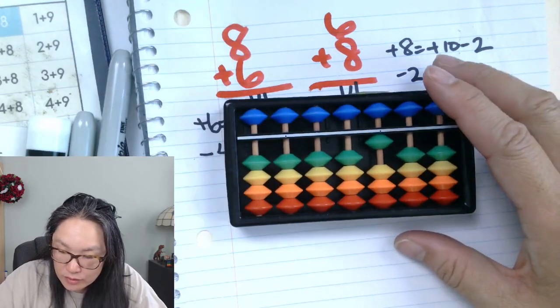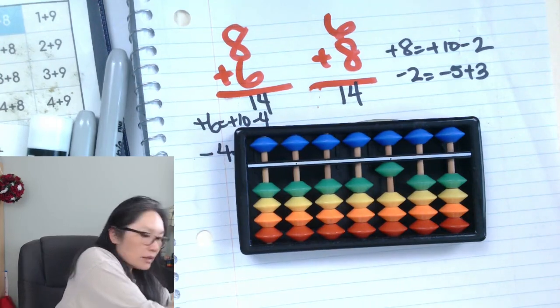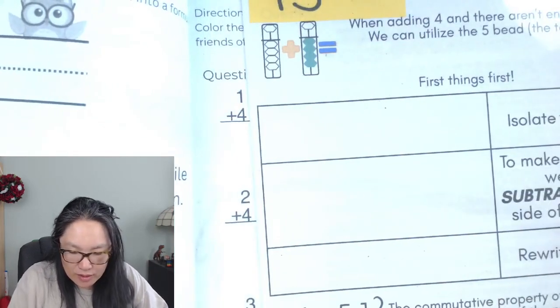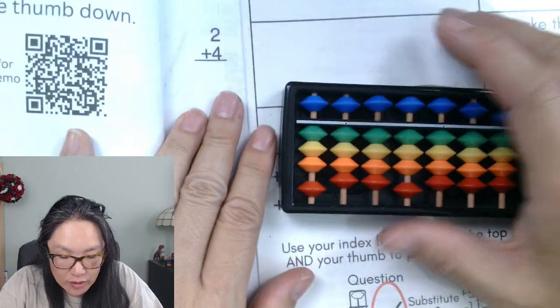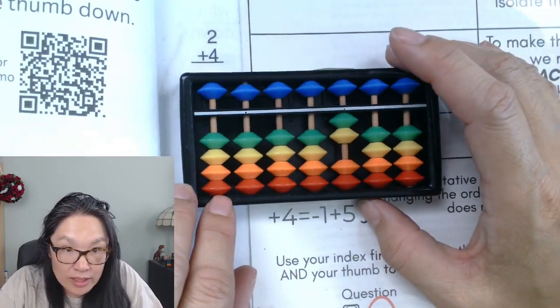So the first thing we're going to do is, let's do this one. Let's do the favorite one. My favorite one is this one because it's easier to show. The first thing we're going to do is understand the 2. We're going to put 2 on the abacus, and now we want to add the 4.